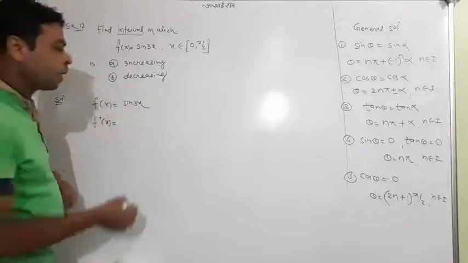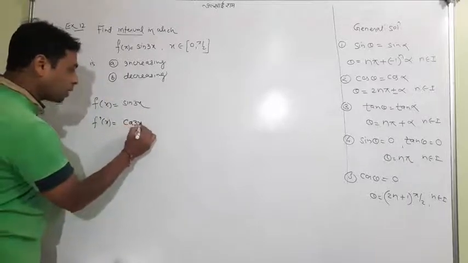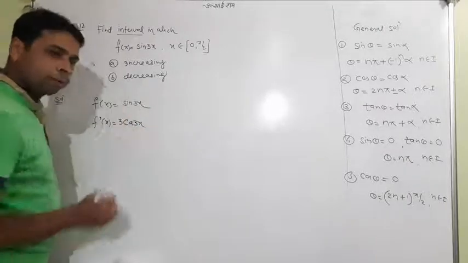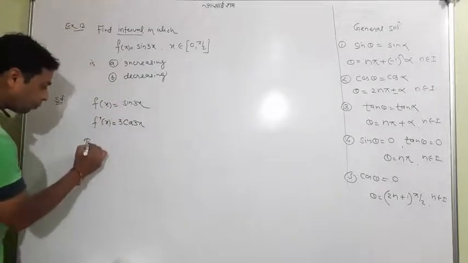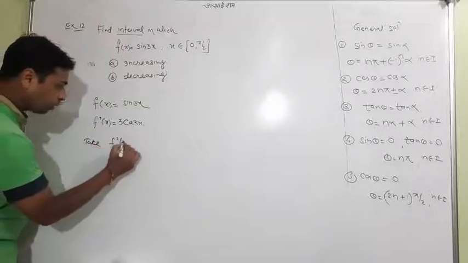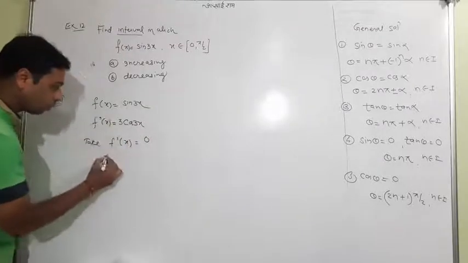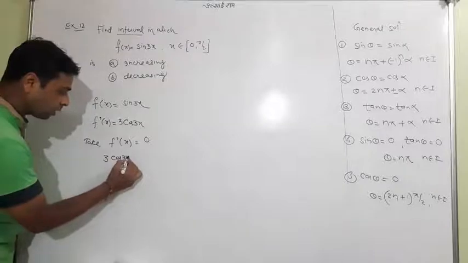It is chain rule. So sin 3x will have a cos 3x, and 3x will again differentiate as a 3. So this is f dash x. Now I'll find the critical point. At critical point, how can we find out? It's equal to 0. So 3 cos of 3x is equal to 0.